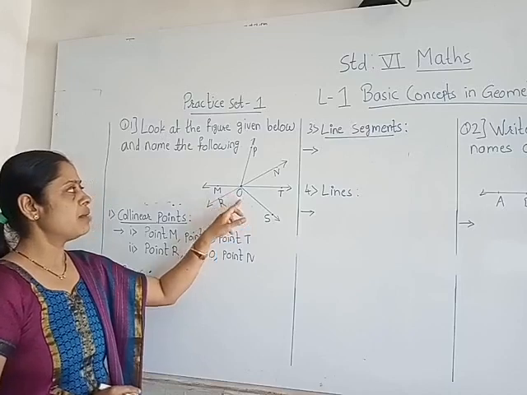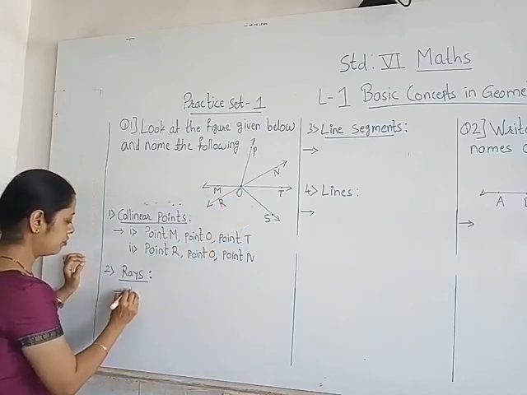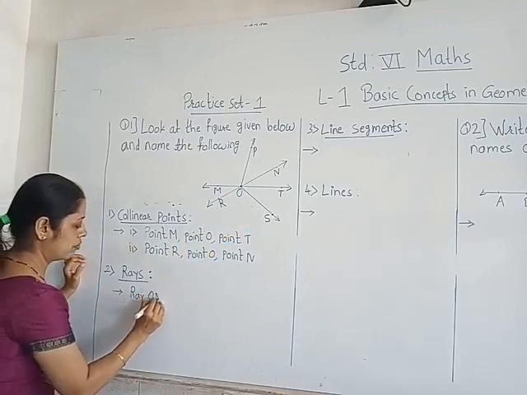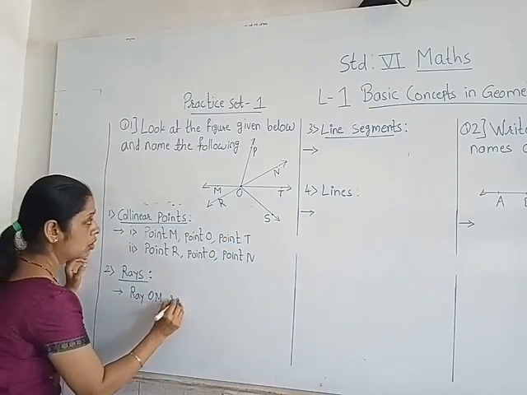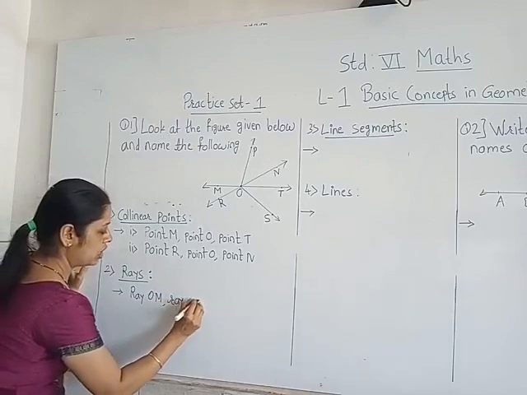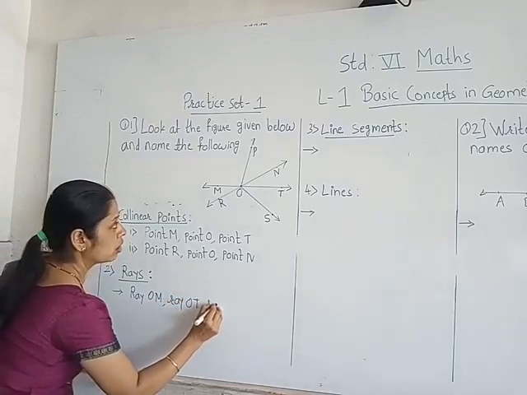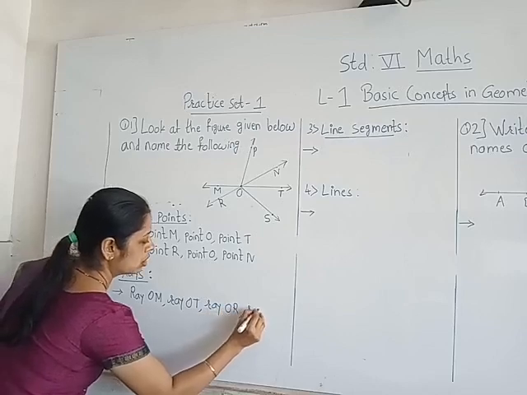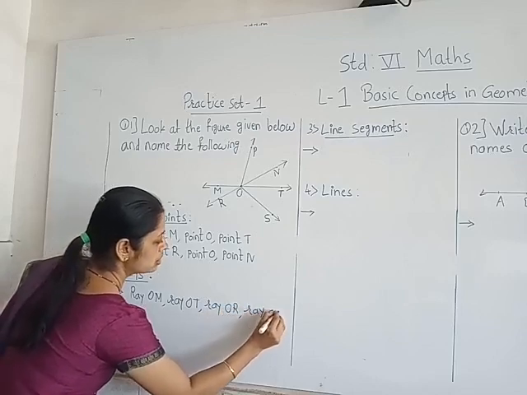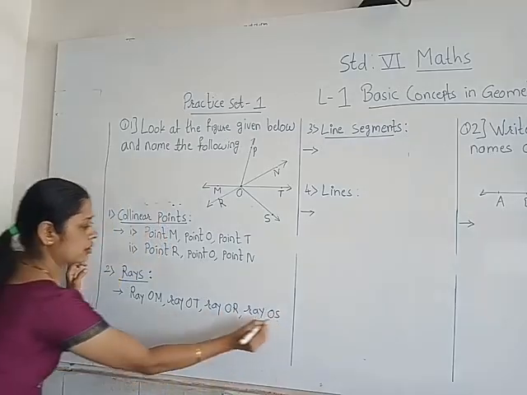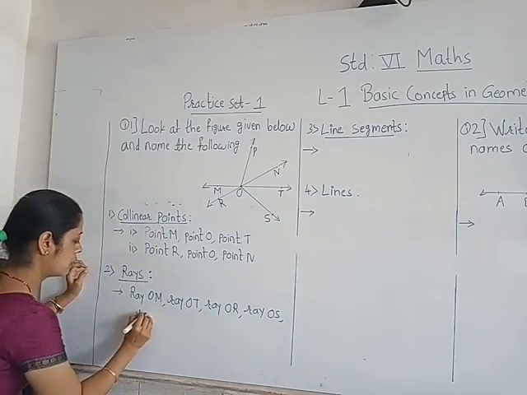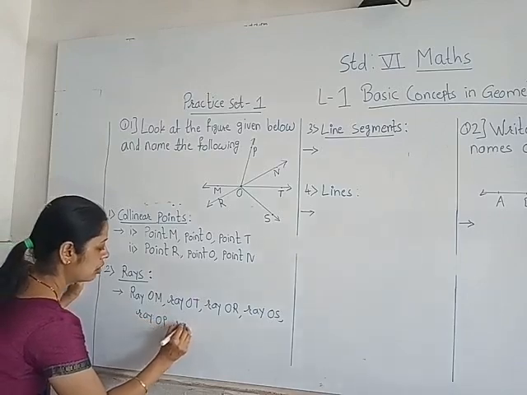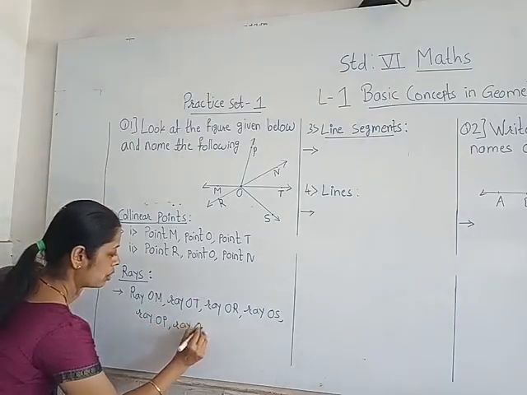Now write down the name of rays. Ray OM, ray OT, ray OR, ray OS, ray OP and ray ON.